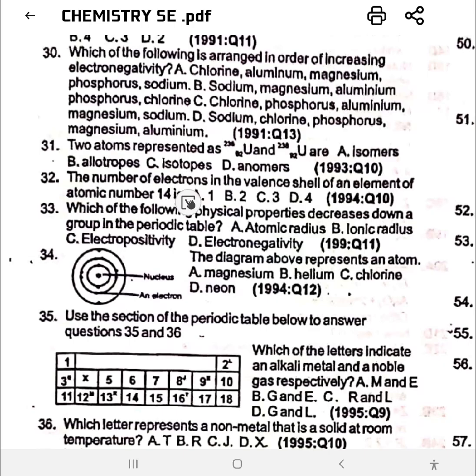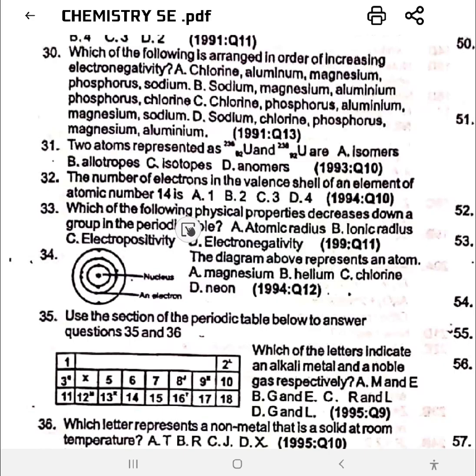32. The number of electrons in the valence shell of an element of atomic number 14 is... Option D. You have 4 valence electrons: 2 innermost, 8 outside, then 4 at the outside to make it 14.